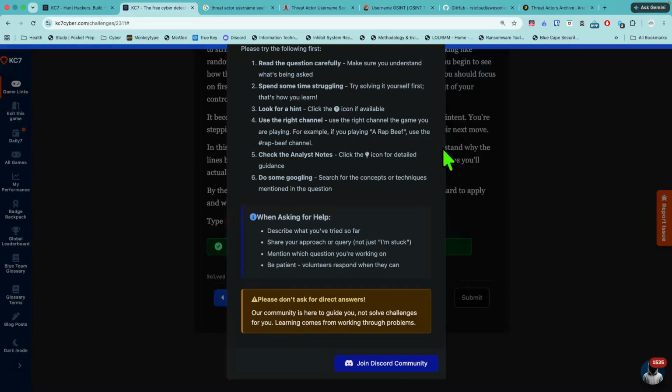Also, when asking for help, describe what you've tried so far. Share your approach to the query, not just "I'm stuck." Mention which question you're working on. And be patient. Volunteers respond when they can. Also, last but not least, please don't ask for direct answers. Our community is here to guide you, not solve challenges for you.